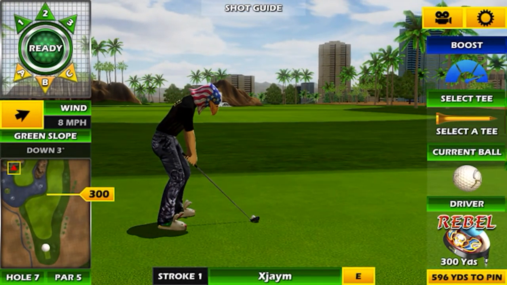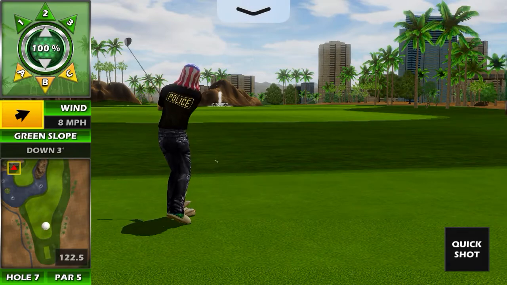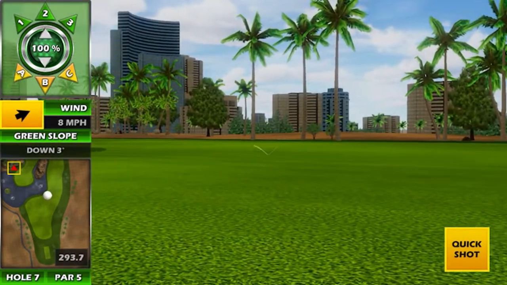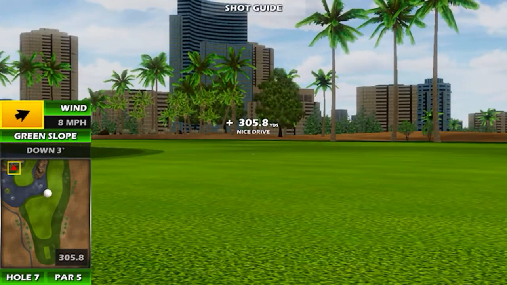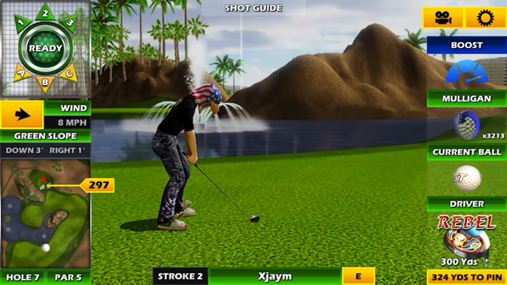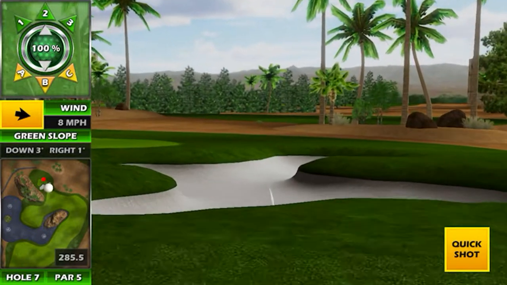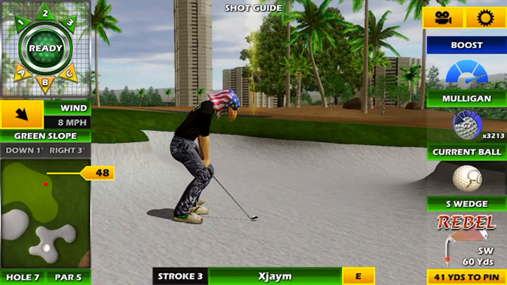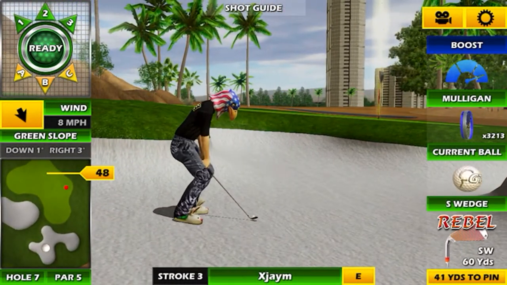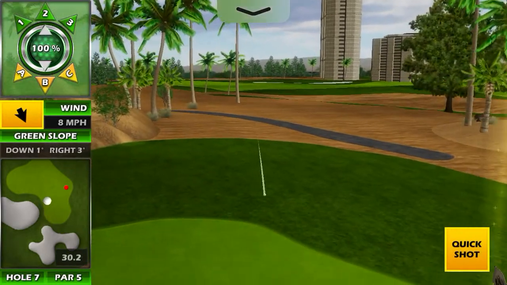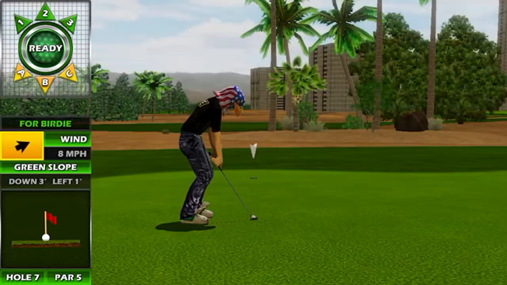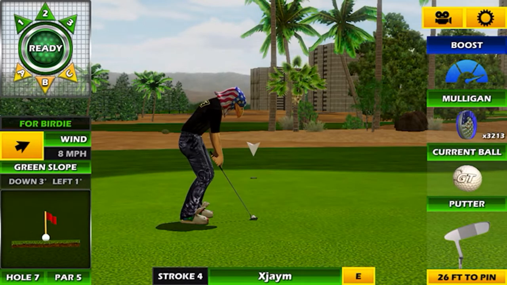I'm not going to use any special balls. Just going to hit a few shots to get on the green. Don't really care where it ends up. We get on the green out of the sand, no problem. We're going to go way over here. Kind of hit it, see what we get. We have a left one.